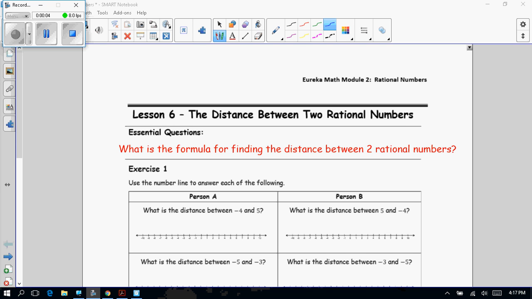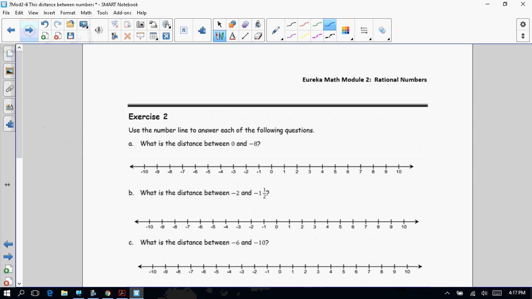Here we are in Module 2, Lesson 6 on page 42. Lesson 6 says it's the distance between two rational numbers. Well, exercise 1 here on this page says that we're going to have to play a game between us and another person. So we're going to do that in class. So we're going to skip over page 42 and jump in on page 43.